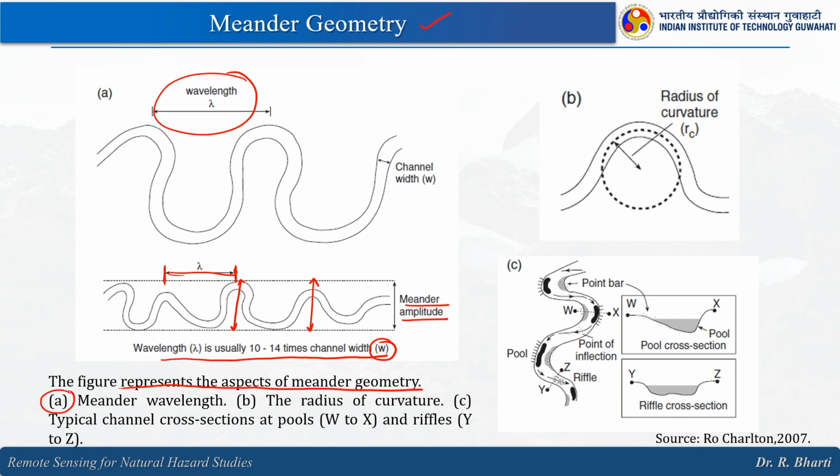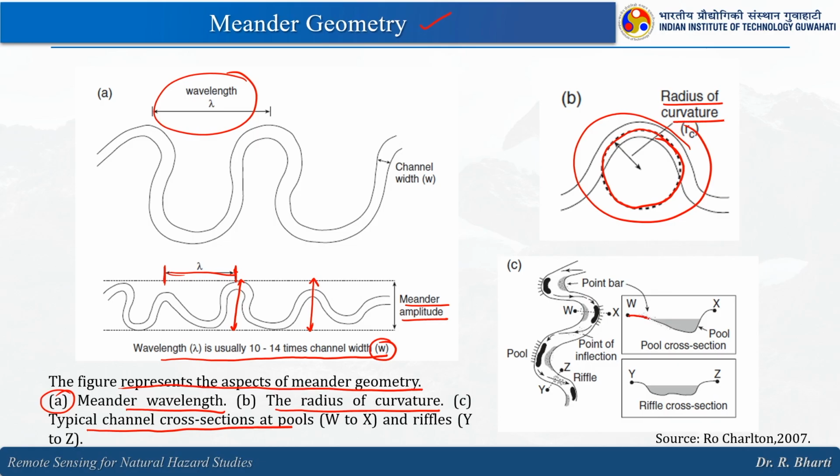So, the A gives you the wavelength, B the radius of curvature. The radius of curvature is here. So, you can just try to put a best fitting circle here, that will give you the radius of curvature. And C is the typical channel cross section at a pool.